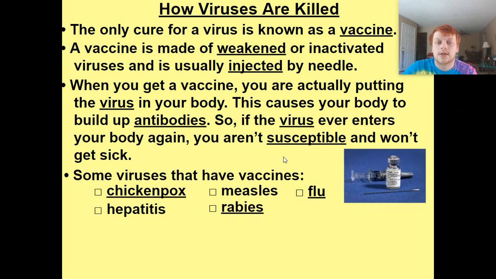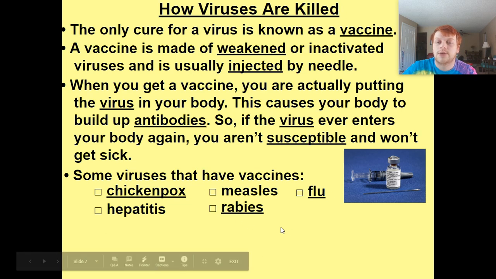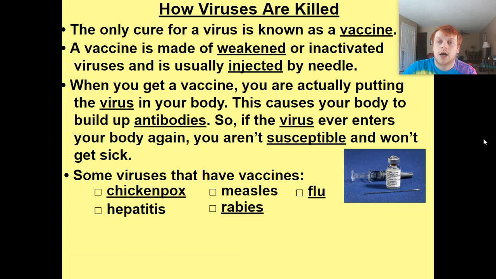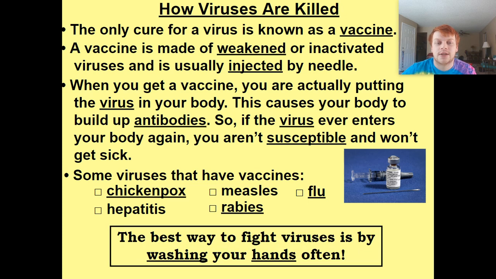So here's some viruses that do have vaccines. Chickenpox, measles, flu, hepatitis, and rabies all have vaccines. If you haven't been vaccinated, you should probably go get those. It's one way to make sure that you are safe from different viruses. The other best way to fight viruses is by washing your hands often and doing it well, which you guys have probably seen all over Facebook, Instagram, TikTok, whatever, different tutorials on how to do this, but make sure that you are washing your hands frequently, especially during the pandemic.